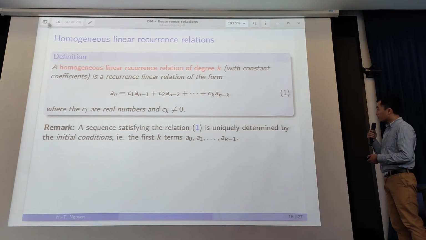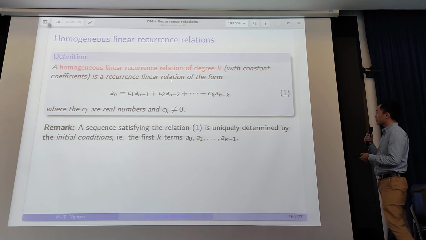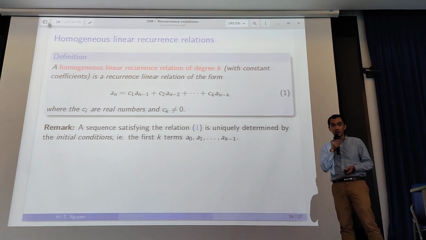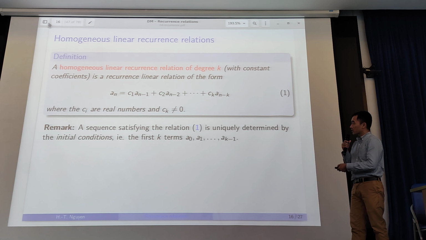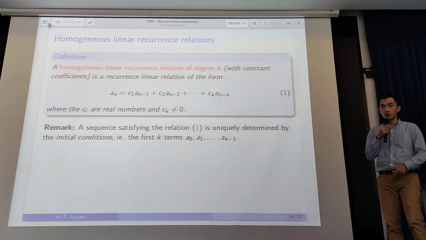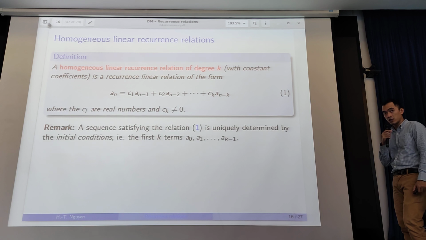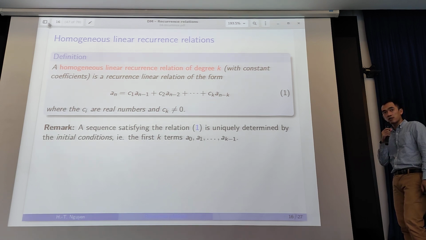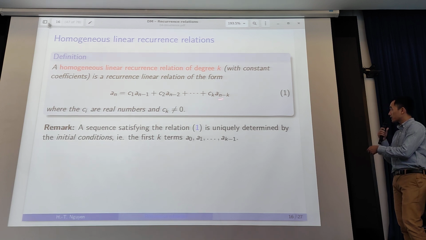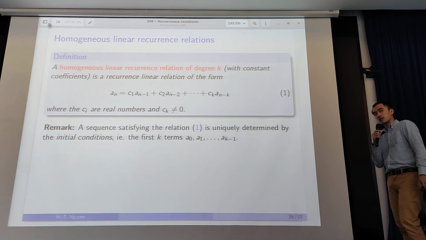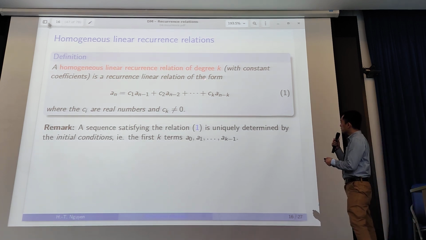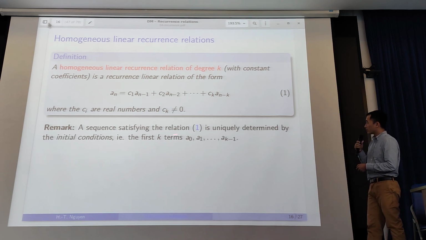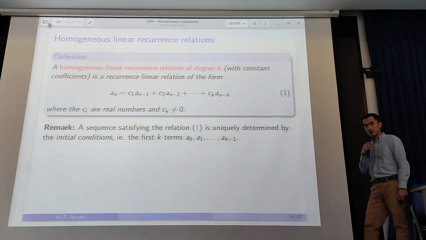Okay? So in general, for a recurrence relation of degree k, how many terms do you need to know in order to define the sequence? Okay, so here you see that you need to know the first k terms of the sequence. If you know the first k terms, then you will know the term k plus 1 and then k plus 2 and so on. Okay? So for a relation of degree k, the initial conditions contain k terms. Okay?